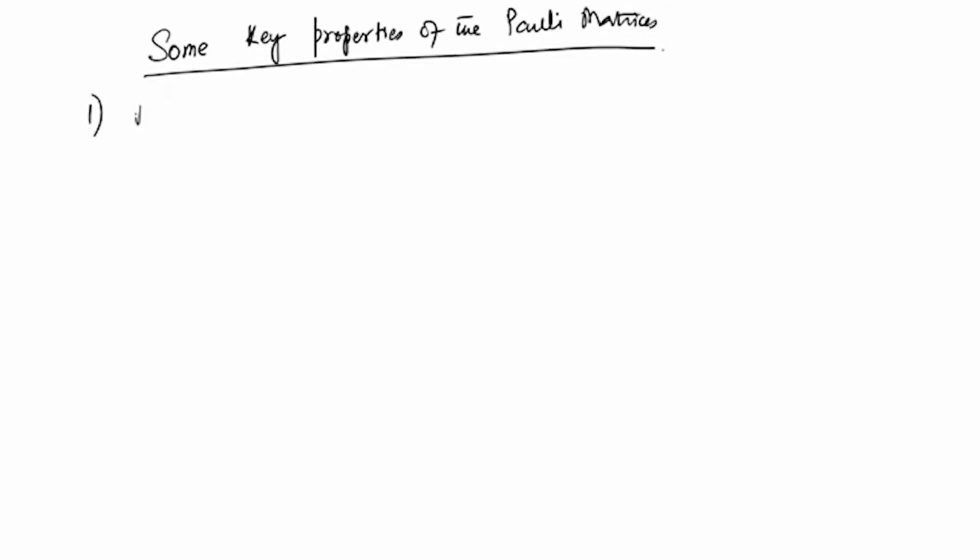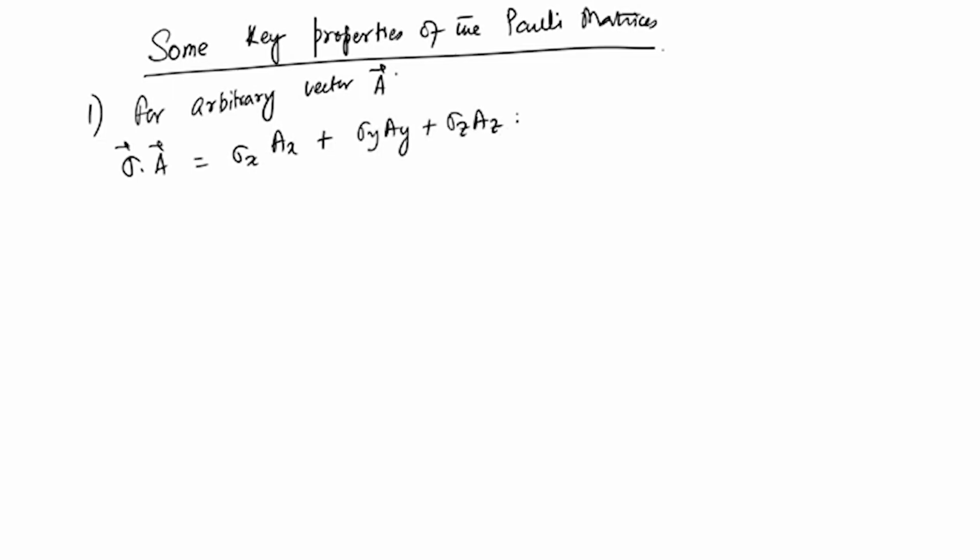So, this is for an arbitrary vector. We have this sigma dot A, we can write this down as sigma x A x plus sigma y A y plus sigma z A z, and this can be written as the matrix with A z, A x minus i A y, and A x plus i A y, and minus A z.